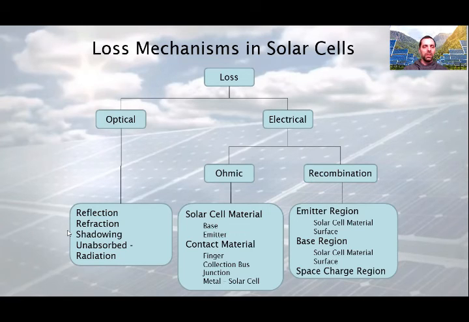Also, the quantity of photons with various energies is defined by the solar irradiation spectrum, which reaches the solar cell. The right side of the diagram is not the topic of this course, so we will evaluate only the optical losses.